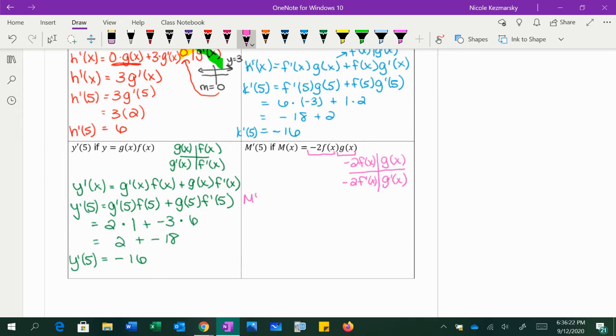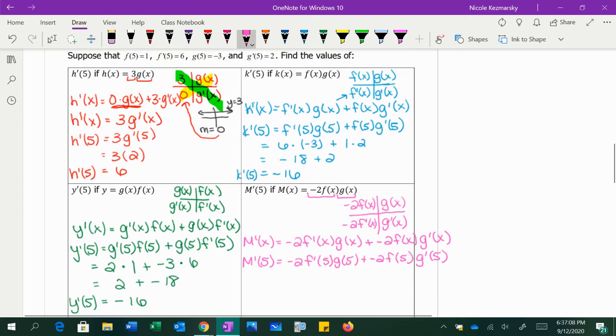So then to find m prime of x, I'm going to do negative 2 f prime of x, I'm starting in the lower left-hand corner, times g of x, plus negative 2 f of x times g prime of x. So that means m prime of 5 is going to be negative 2 f prime of 5, g of 5, plus negative 2 f of 5, g prime of 5.